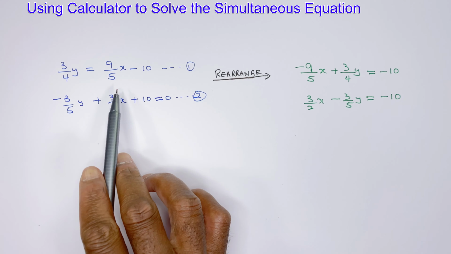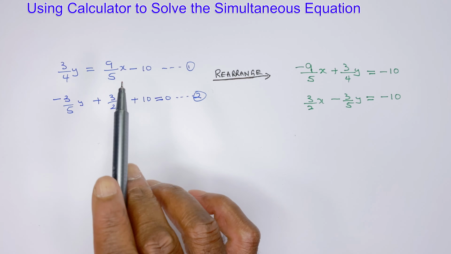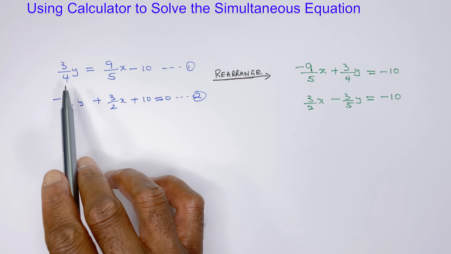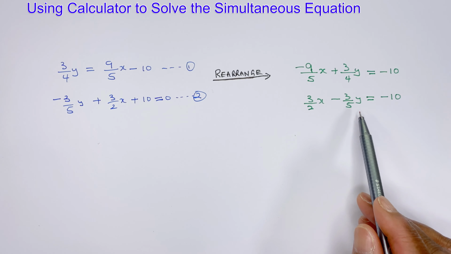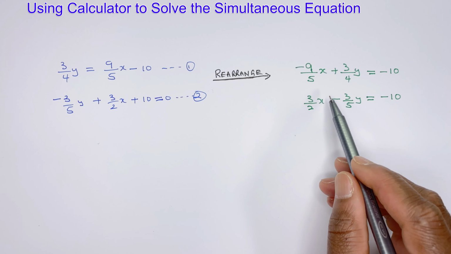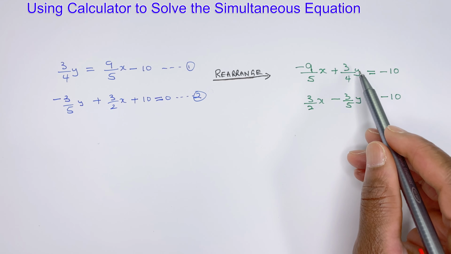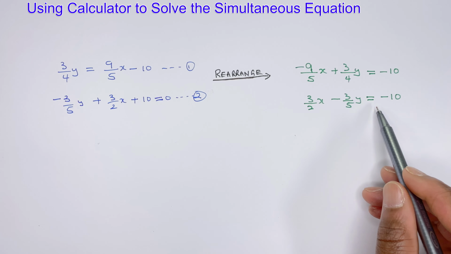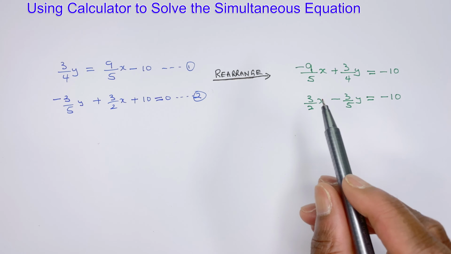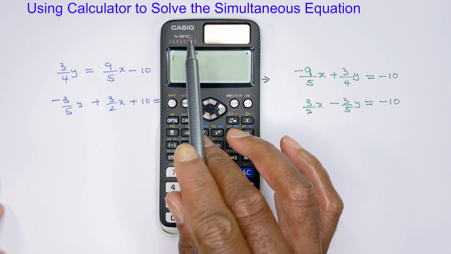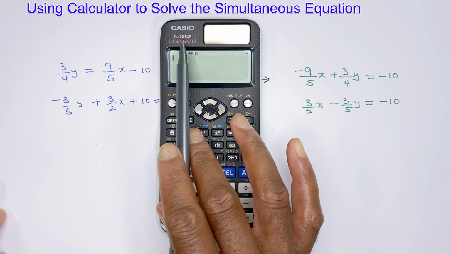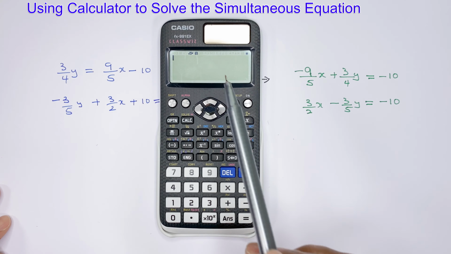Okay, this is two linear equations that we're given to solve simultaneously. Obviously, we need to rearrange them to have an x column and a y column. So we need to make sure we have the x first and then the y, then x and then y. Now we're going to use a calculator to solve this. Here's the calculator. This is a recommended calculator for A-level and GCSE.